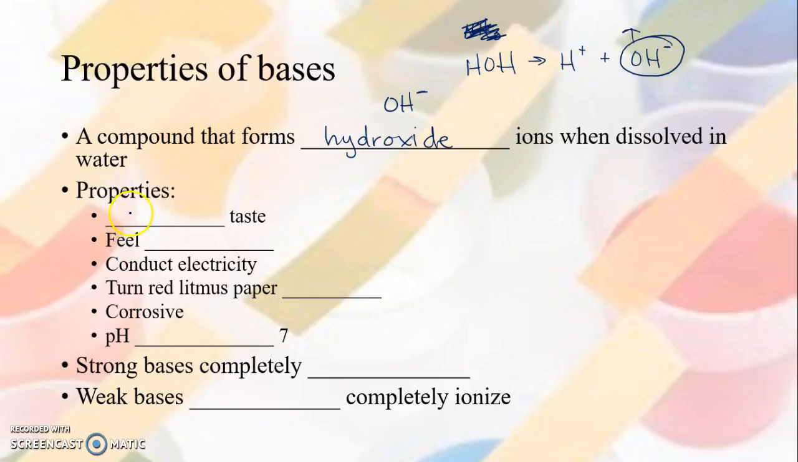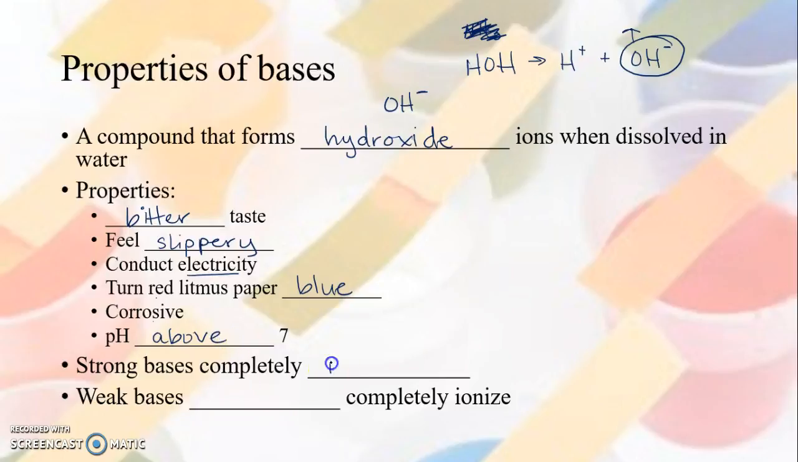a base. Some properties of this: we have a bitter taste to it. It's not sour, it's going to be a bitter taste. That doesn't mean I want you walking around tasting everything, because that's dangerous as well. But there's foods that have bases and acids in them, and if it has a bitter taste to it, it's got a base in it. They feel slippery. Have you ever spilt bleach on your fingers and your fingers feel slippery? There you go. They conduct electricity. They turn red litmus paper blue. They are corrosive, and they have a pH that's above 7.